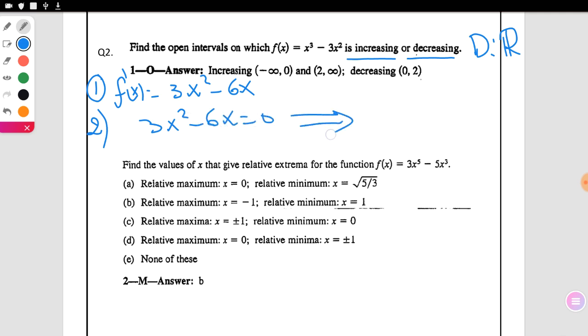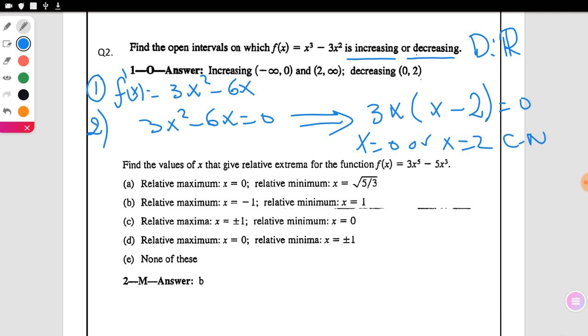By factorizing, I will take 3x as a common factor. It will be x minus 2 equals 0. This means x equals 0 or x equals 2 are critical numbers, because both of these values are in our domain. So we have two critical numbers.